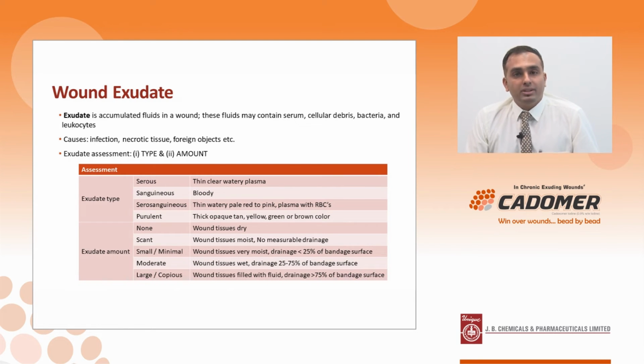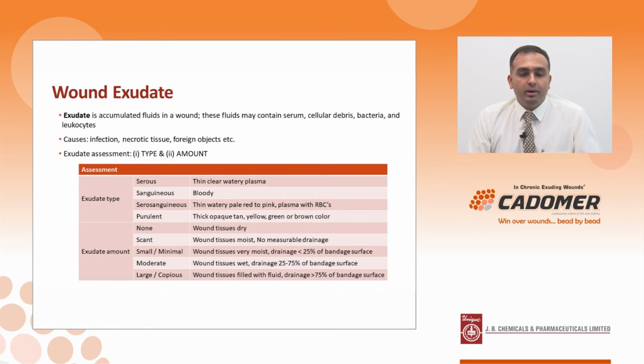So, what are the causes of this exudate? Any underlying infection, necrotic tissue and foreign objects will cause wound exudate. And this wound exudate is challenging for the doctor, because the selection of the dressing or the bandages would depend on the amount of wound exudate that is being produced from the wound tissue. Now, it is very important that you understand how the exudate is assessed. There are two different ways in which you assess the exudate. First is the type and second is the amount of exudate.